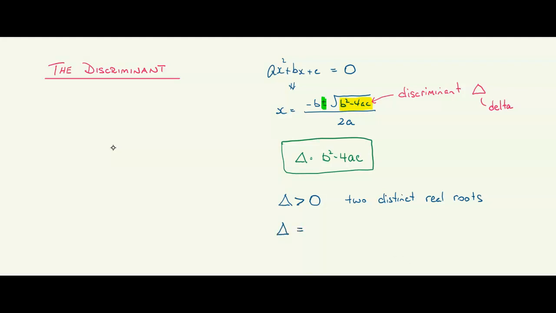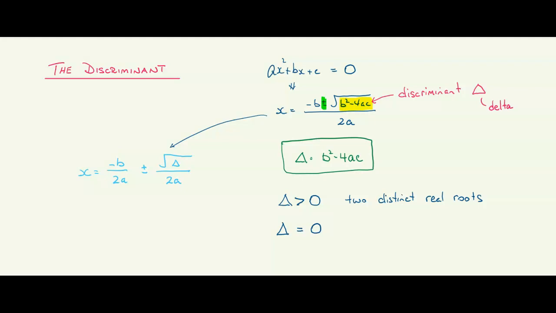So when the discriminant equals 0, if we split this fraction up, then we get x is equal to minus b over 2a plus or minus the square root of our discriminant over 2a. Okay, so if the discriminant is 0, then the fraction is plus or minus 0.